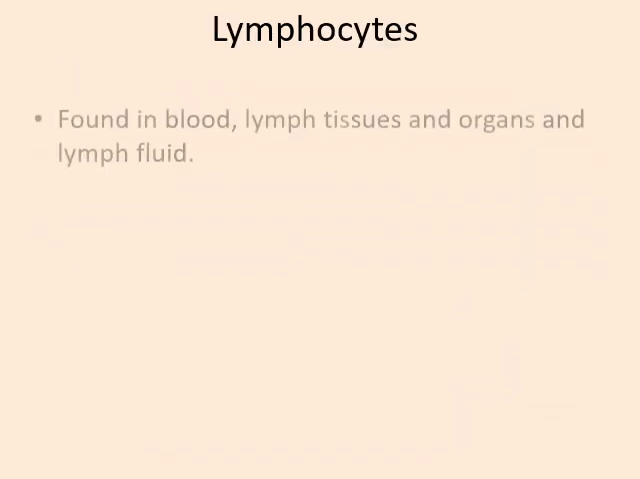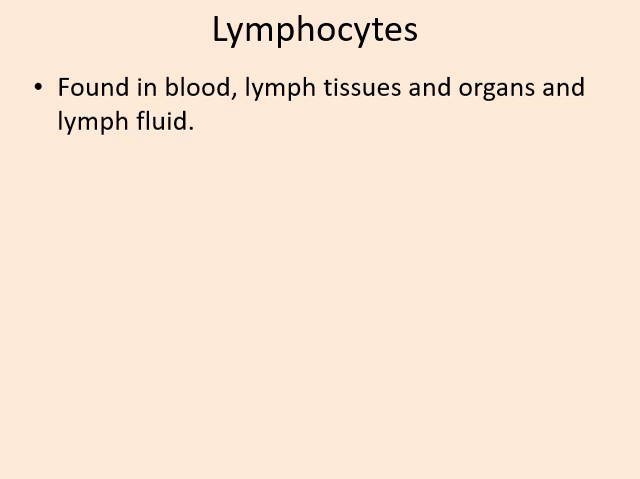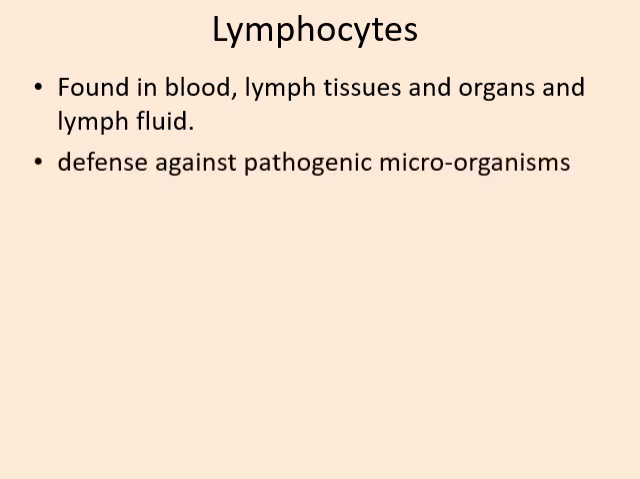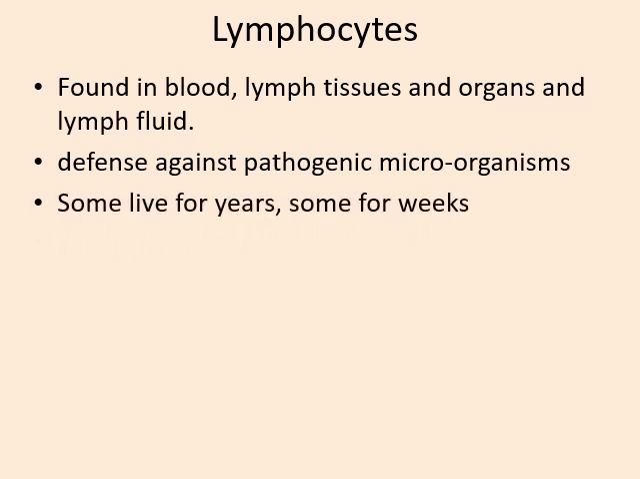All right, so the lymphocytes here. These guys, the lymphocytes, are found in blood and your lymphatic tissue. So if you say you have swollen glands, that's where you're going to find your lymphocytes. You're going to find them in your organs and any lymph fluid. These guys are a defense against pathogenic microorganisms again. Some can live for years, some can live for weeks. So sometimes if you've had an infection, the lymphocytes from that infection will still be kicking around to remember what the bad guy kind of looked like.